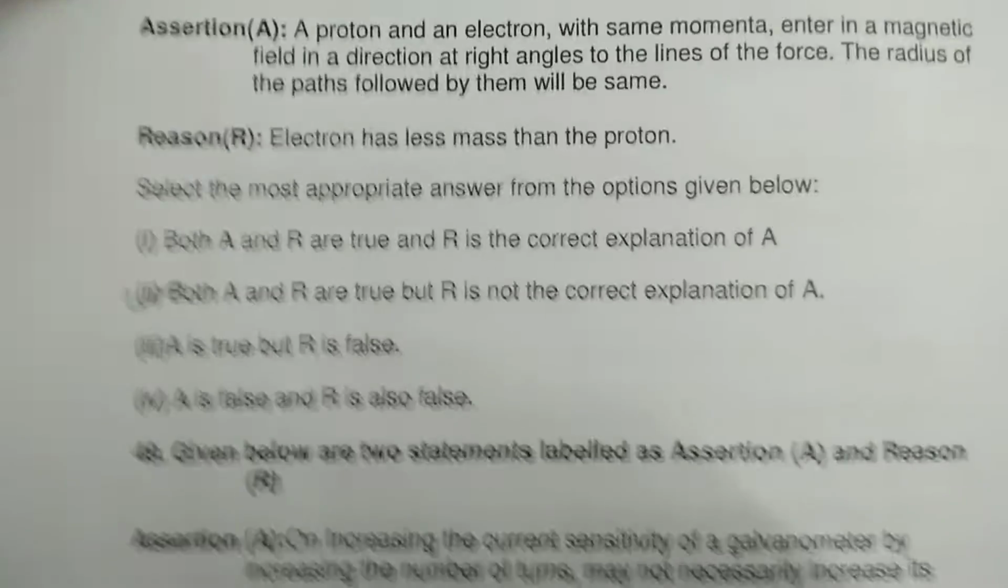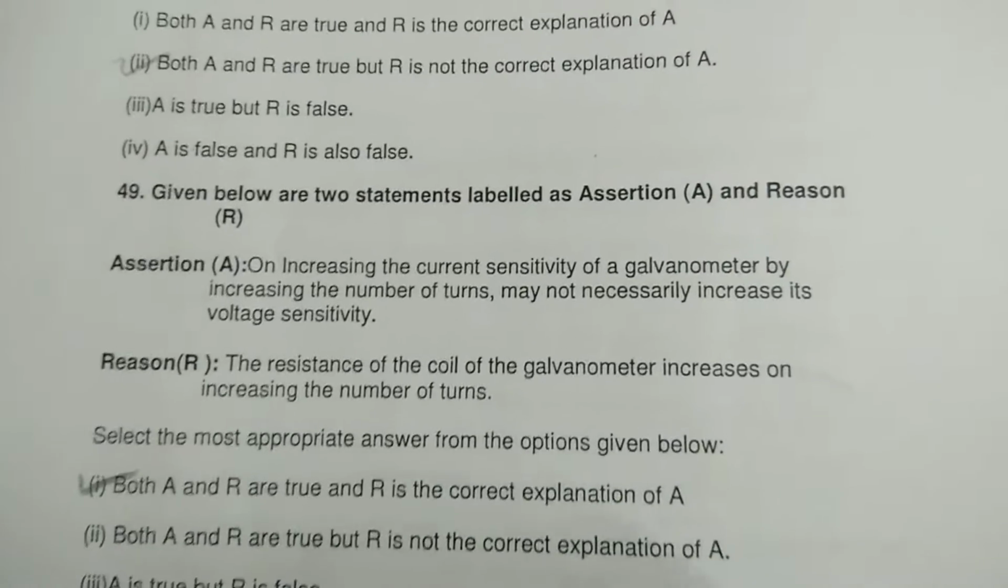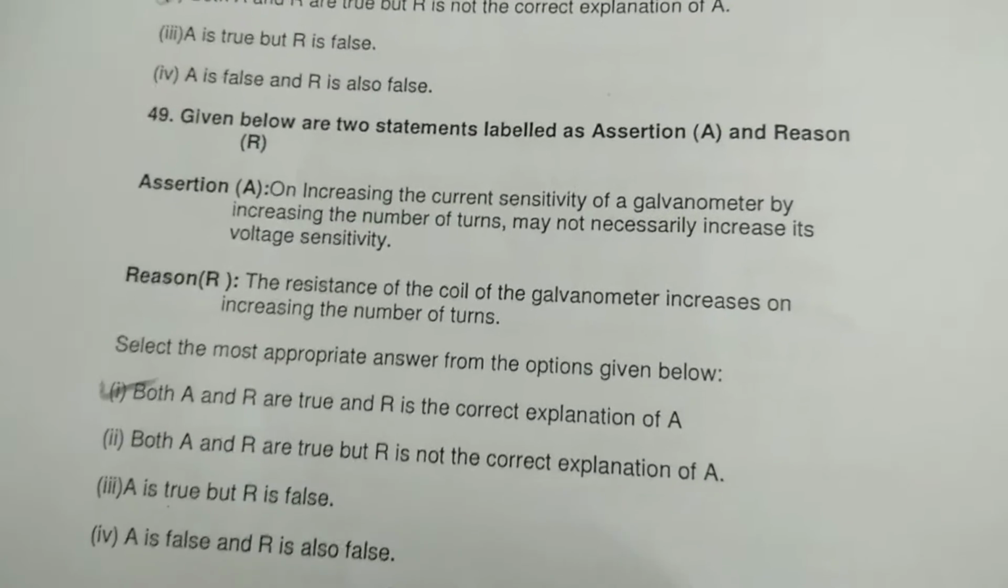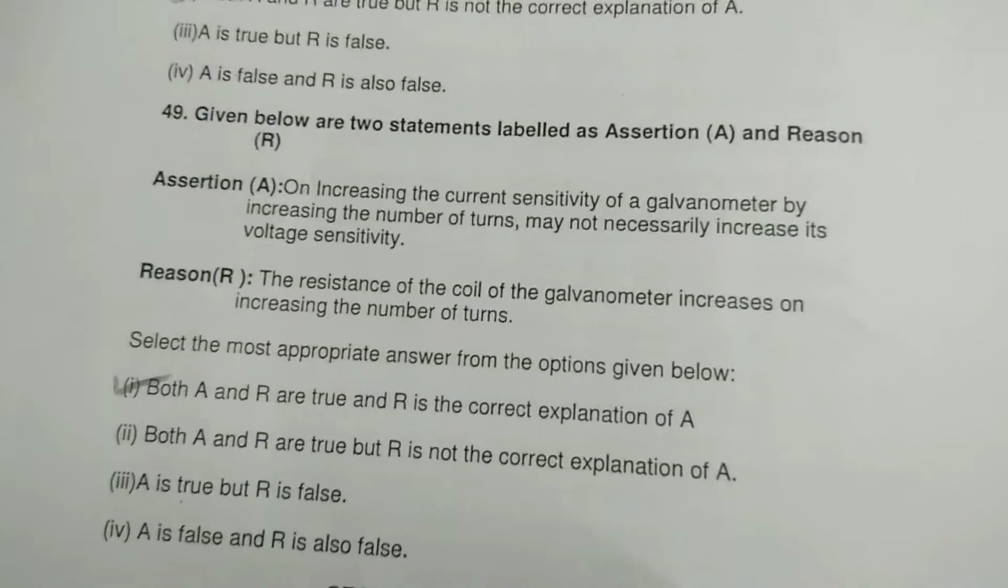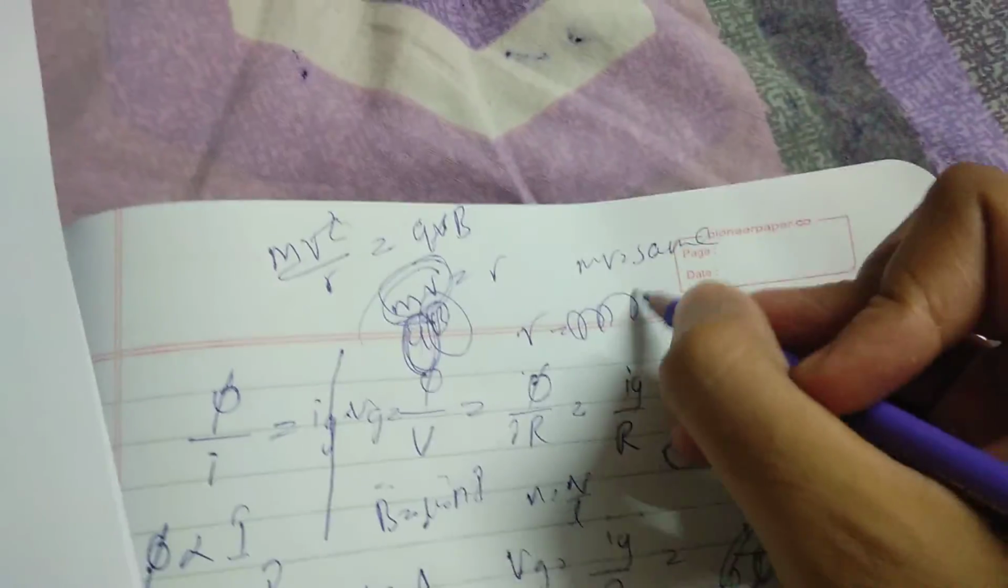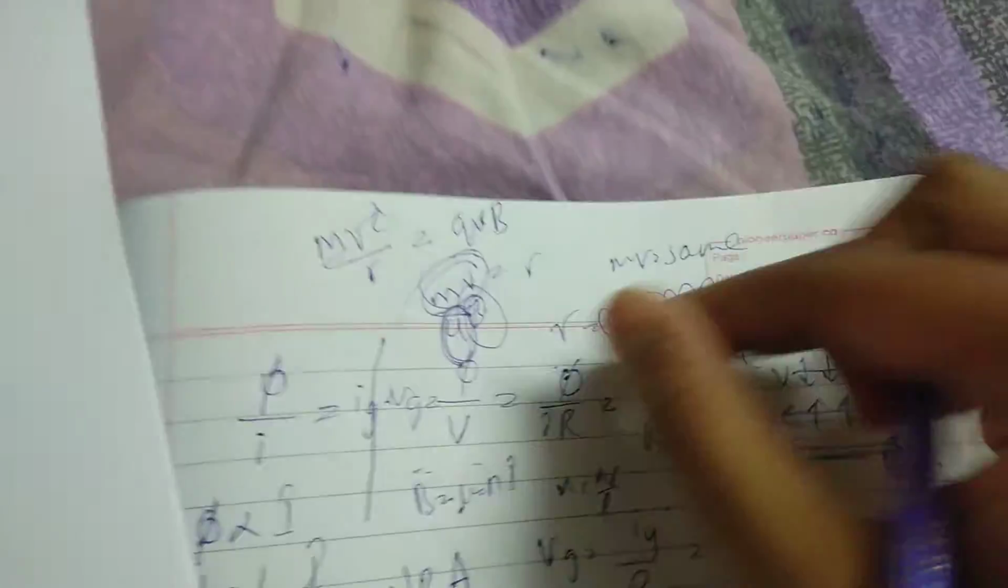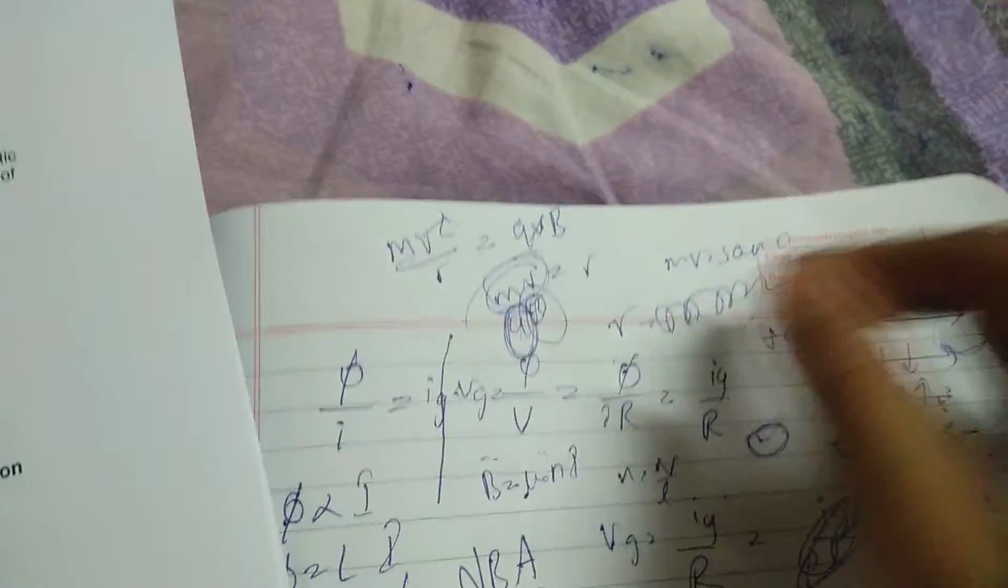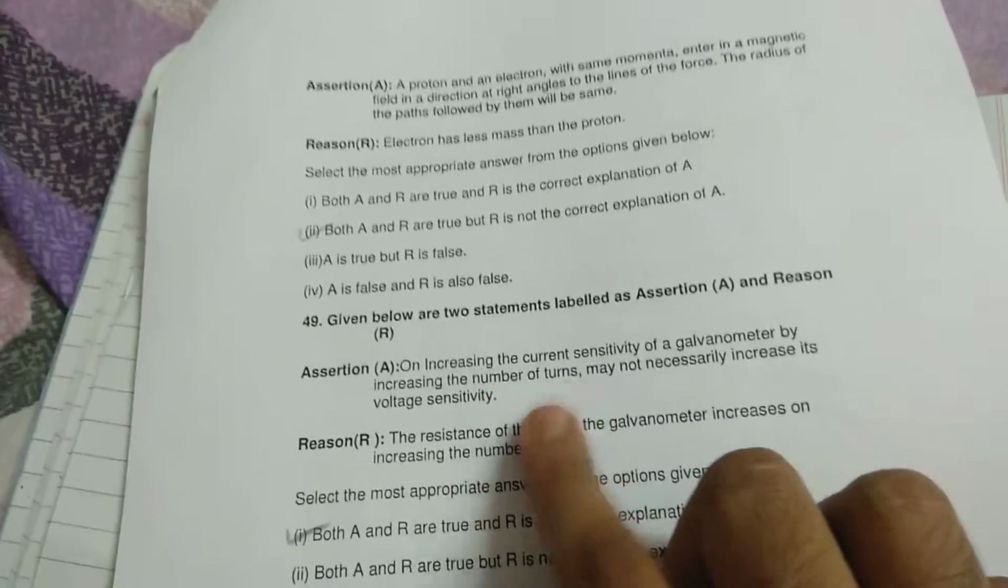Last assertion reason. On increasing the current sensitivity of a galvanometer by increasing the number of turns may not necessarily increase its voltage sensitivity. The resistance of the coil of galvanometer increases on increasing the number of turns. See, suppose you have a coil here. If you're increasing the number of turns, you're adding more wire. So the current has to face more resistance. The resistance will increase. So R is a correct statement.